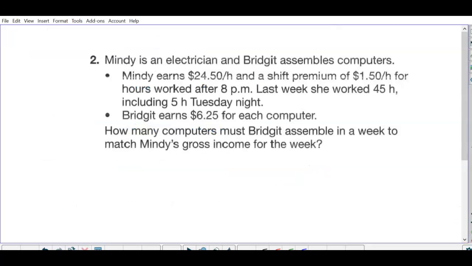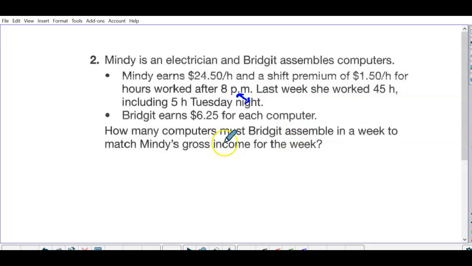And then I just wanted to do one question from the practice. Question 2: Mindy is an electrician and Bridget assembles computers. Mindy earns $24.50 an hour and a shift premium of $1.50 per hour for hours worked after 8 p.m. Last week she worked 45 hours, including 5 on Tuesday night. So we're going to assume that that's after 8 p.m. Bridget earns $6.25 for each computer that she assembles. How many computers must Bridget assemble in a week to match Mindy's gross income?